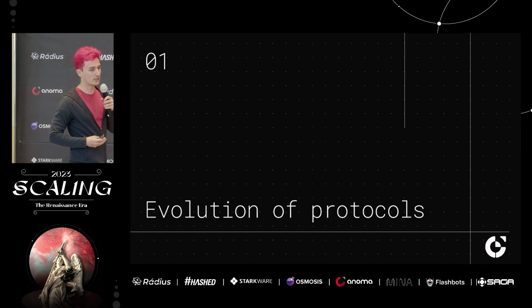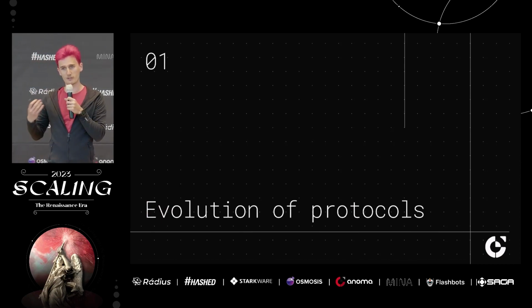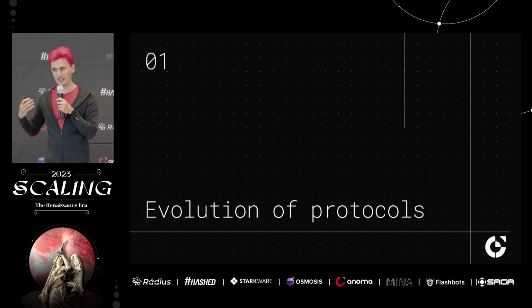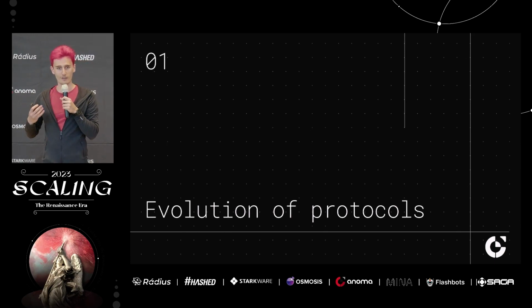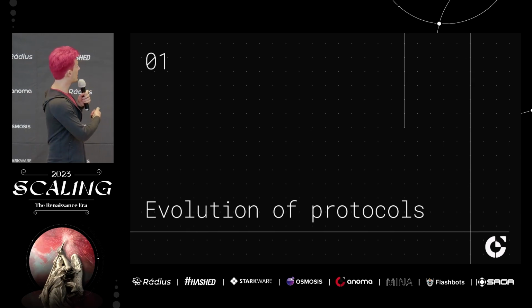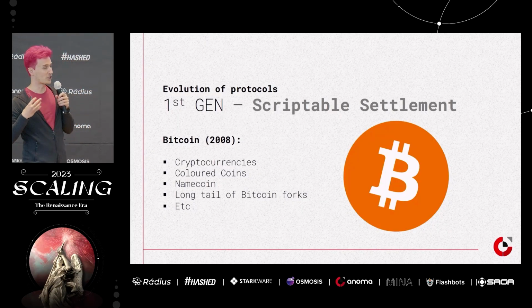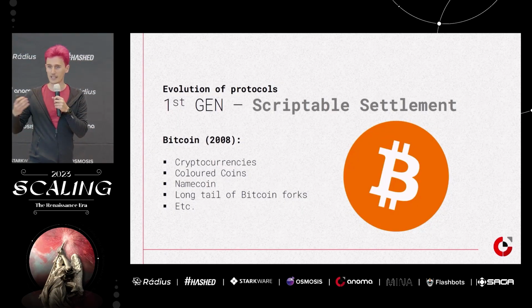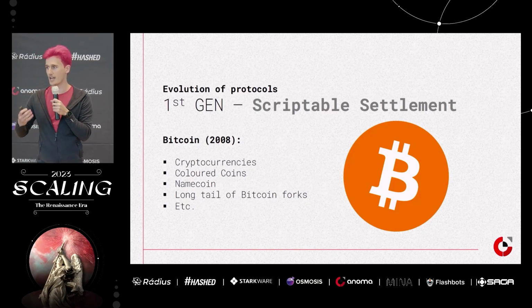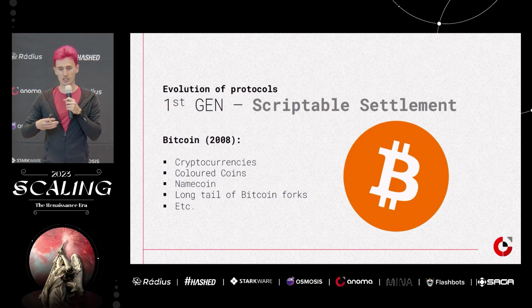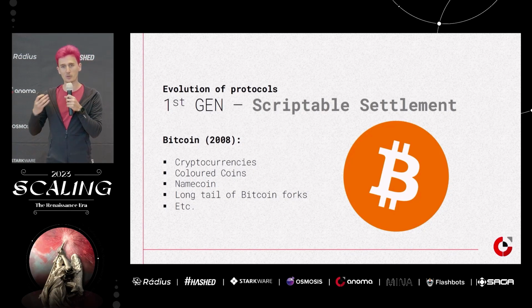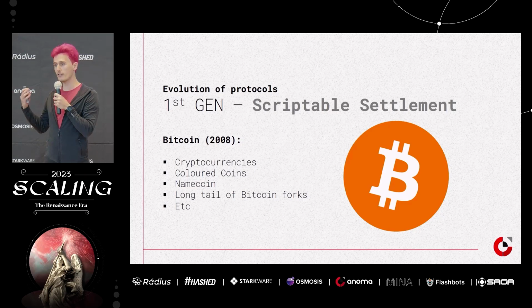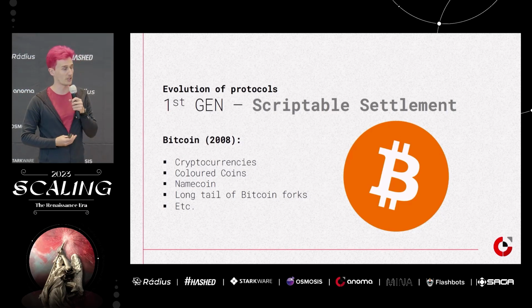To begin with, I'd like to briefly go through the evolution of protocols to justify why Anoma is the first of the third wave of base layer blockchains. And I'd really like to start with generation 1. Think Bitcoin and Bitcoin-like systems. This can include things like Zcash, Monero, Dash, Litecoin, you name it. Anything that had scriptable settlement, because the scriptable settlement part is really the key feature of generation 1 blockchains.